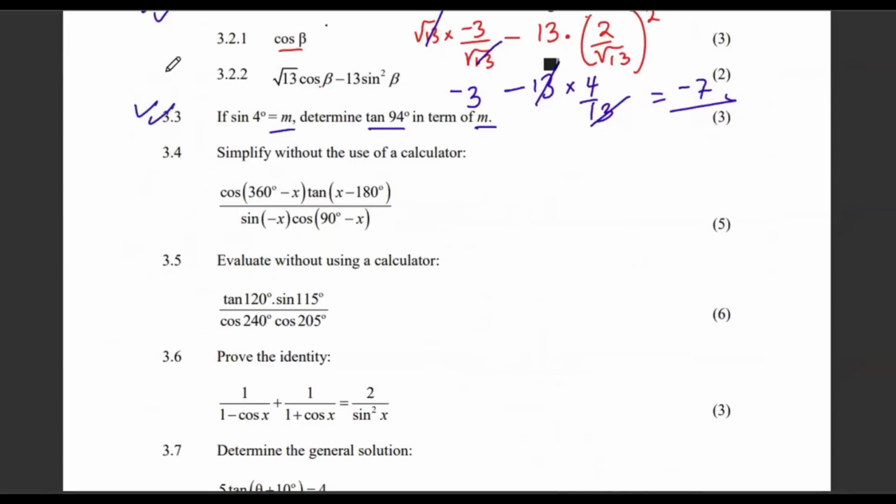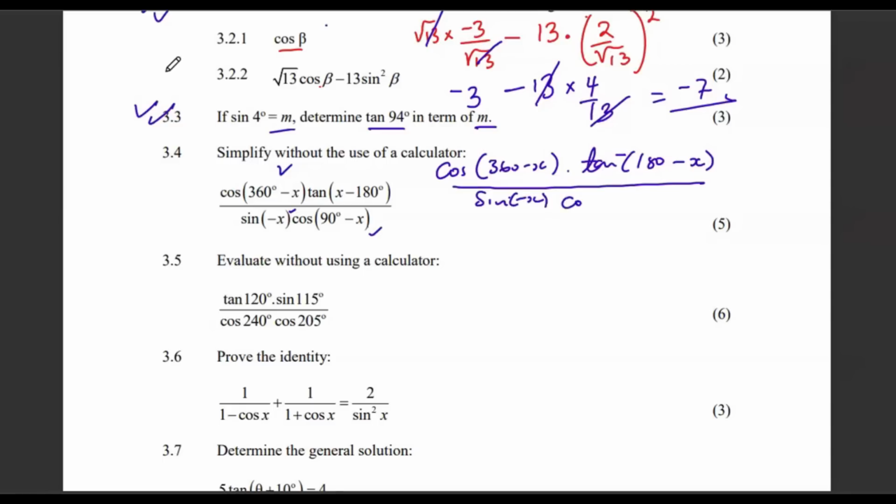Then 3.4, which is the reduction. Okay, how do we reduce this? Now this is in the correct format, correct format, correct format. This is a wrong format, which means we need to take out the negative sign. So if I'm to rewrite this, I'll have the cos of 360 minus x multiplied by the tan of negative 180 minus x, and then everything is over the sine of minus x, and then the cos of 90 minus x.